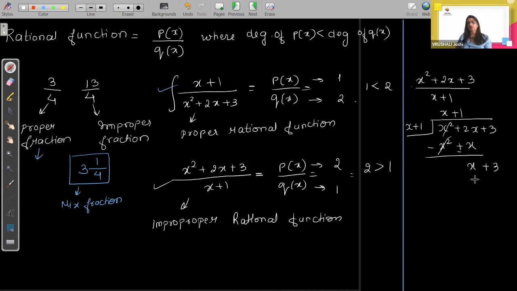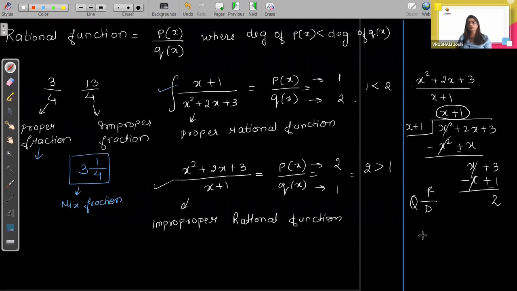1 into 1 is going to be 1. Oh, sorry, 1 into x is going to be x, and plus is going to be 1. So this is going to be minus, this will cancel out, this will be 2. So this is your quotient, correct? So how can you write this? We write it as quotient plus remainder by divisor, correct?